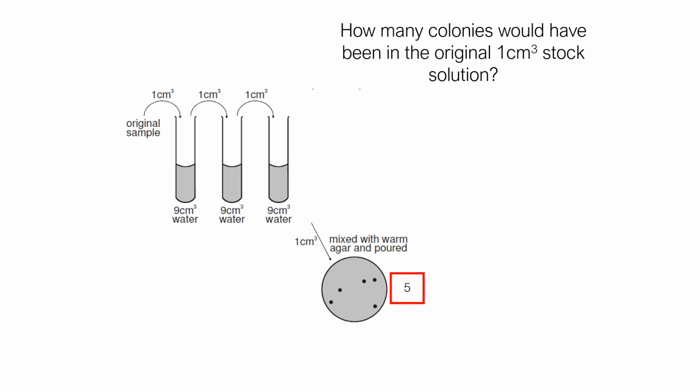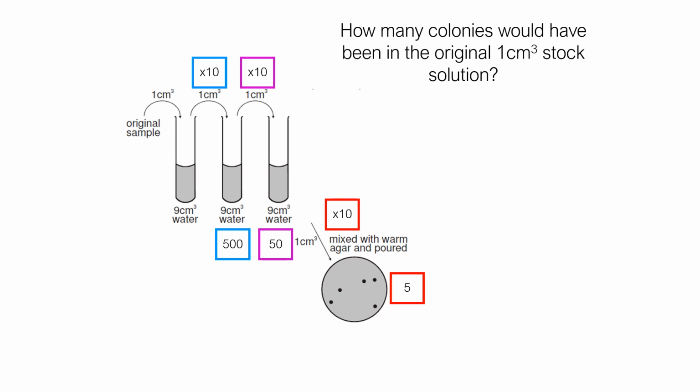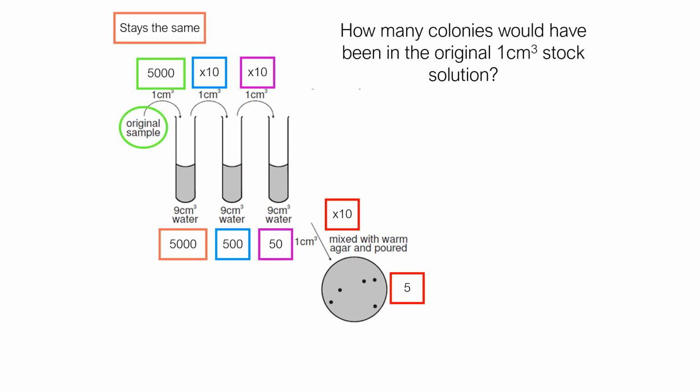So 5 in the growth medium on the agar plate. Scale that up to how many there would have been in the first tube, multiplying by 10, gives us 50. Each dilution was a dilution times 10. So when we go to the next test tube, we need to multiply by 10, which gives us 500. Next test tube, again, a 10 times dilution, so we must multiply by 10. There was 5,000 in our first test tube. All 5,000 came from our original sample, so there was 5,000 in our original sample.